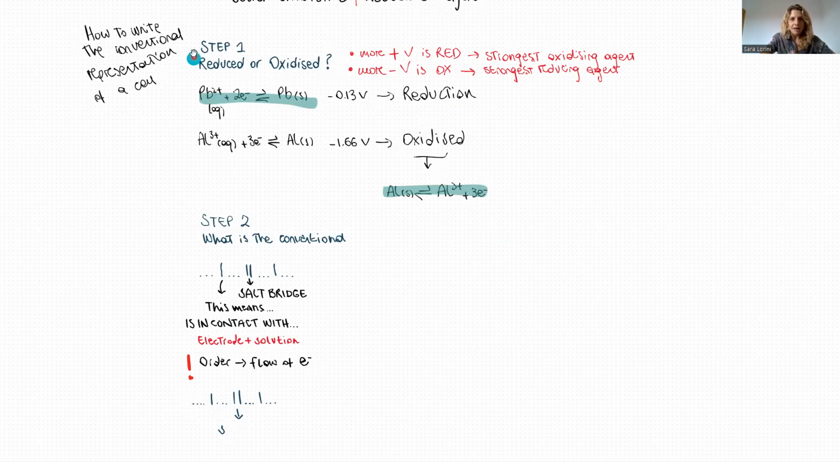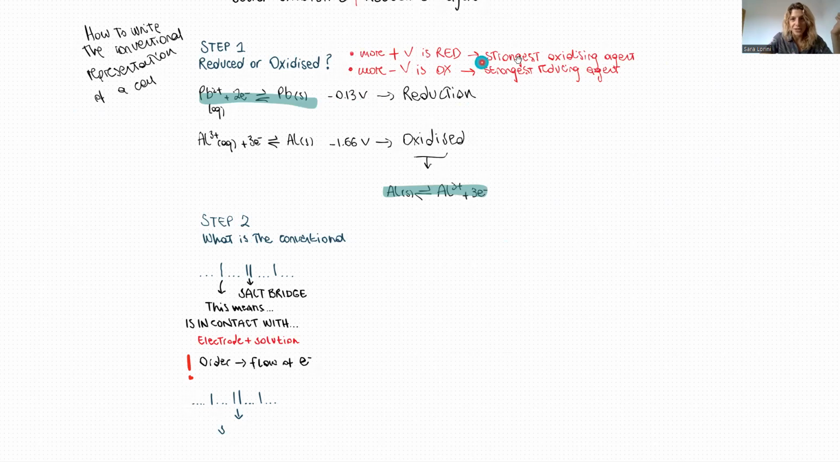So the first step, if you have these two, you need to think about what is reduced and what is oxidized. That's where you look at the values. Remember, it's not necessarily that you have a positive and negative value. You may have two negative values, and therefore you just need to compare the size. So look at this. This is minus 0.13, and this is minus 1.66. Think about which one is more likely to be reduced and oxidized.